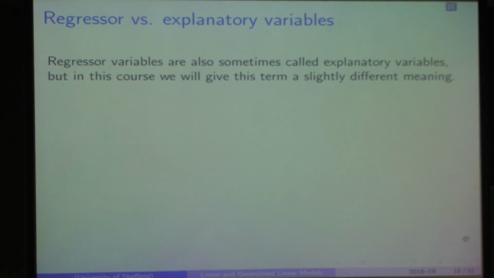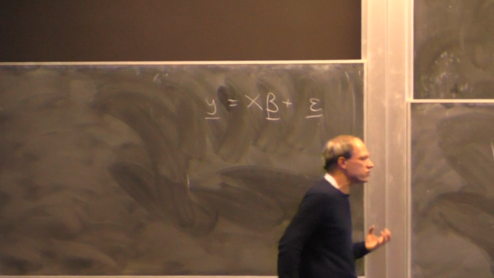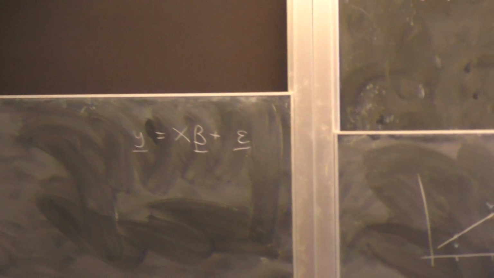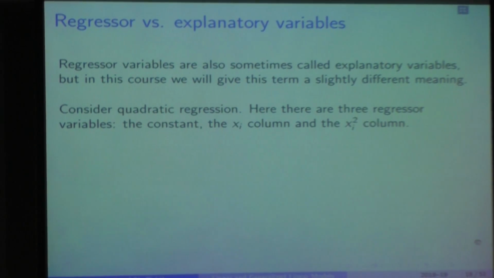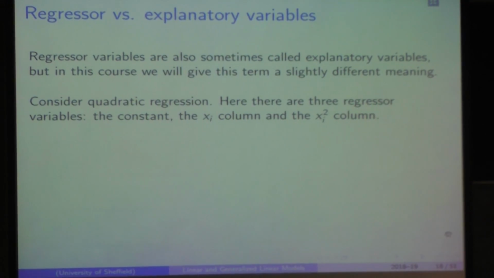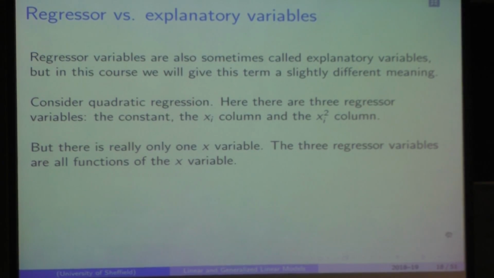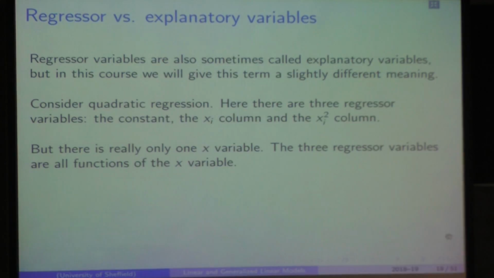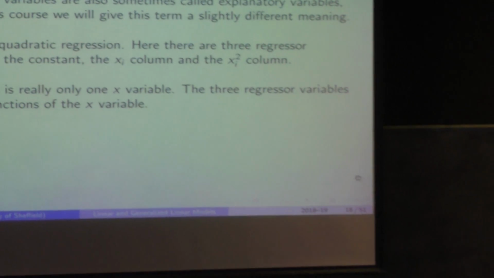So in the quadratic regression example, we have just a single explanatory variable, the X term, and we have 3 regressor variables, which are 1, the X term, and the X squared. Okay, so that's the example we've got here, quadratic regression. There are 3 regressor variables: constant, xi, xi squared. So 1 regressor variable for each column in the design matrix X. However, there's only really 1 X variable, and the 3 different columns all give different functions of that X variable. 1, of course, is a very trivial function, but you can think of it as a function, so that works.